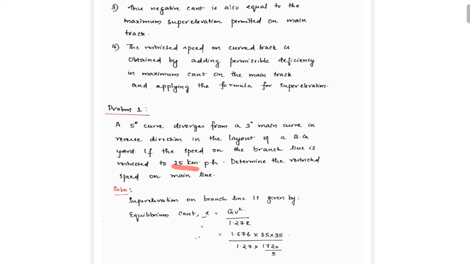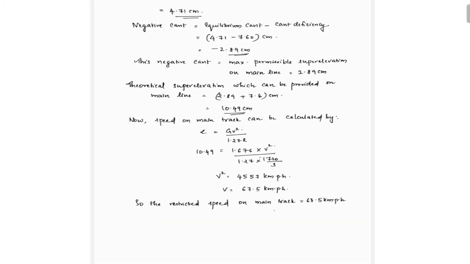Okay. So let's see what is the value of cant. When you are putting all the values, you will be getting a value of 4.71 centimeters. Okay. So what is this 4.71 centimeters? The maximum permissible speed is given as 35 km per hour. So for that speed, this is the value of super elevation which is to be provided.